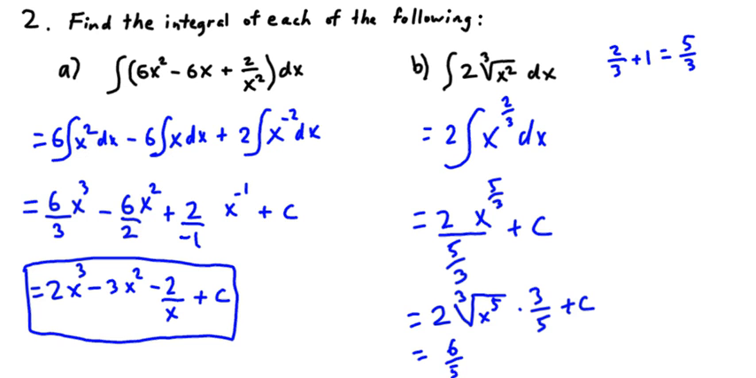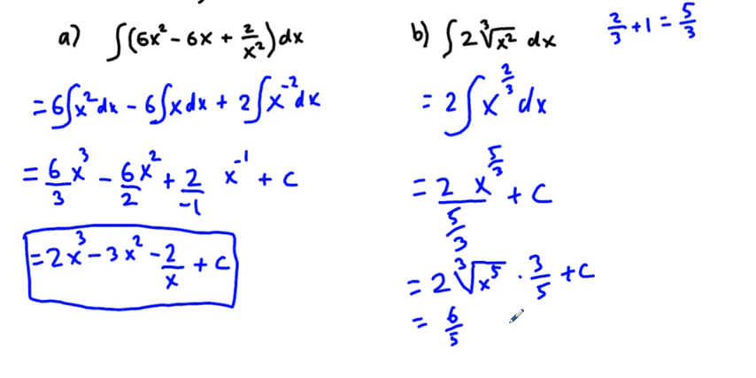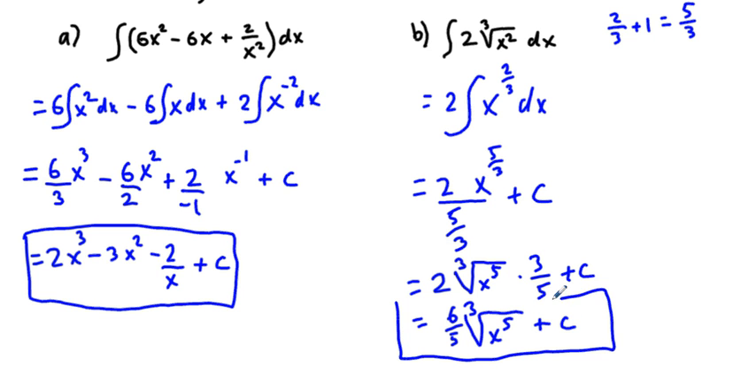I'll leave myself a little room below here. 6/5 cube root of x to the 5th power plus c. Dividing by a fraction is the same as multiplying by its reciprocal. That's where we get 5/3 here, 3/5 over here. Okay, next one.